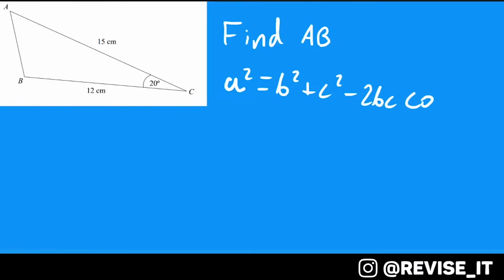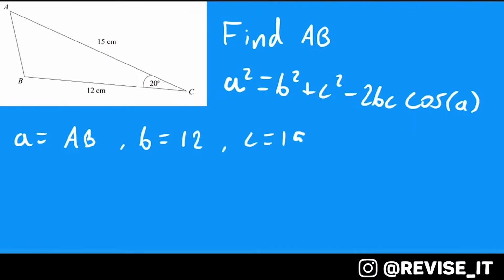So the cosine rule is as follows: a squared is equal to b squared plus c squared minus 2bc cos A. So where a is the side length you want to find, b is one of the other side lengths, c is the other, and our angle A is the angle opposite the side length we want to find.